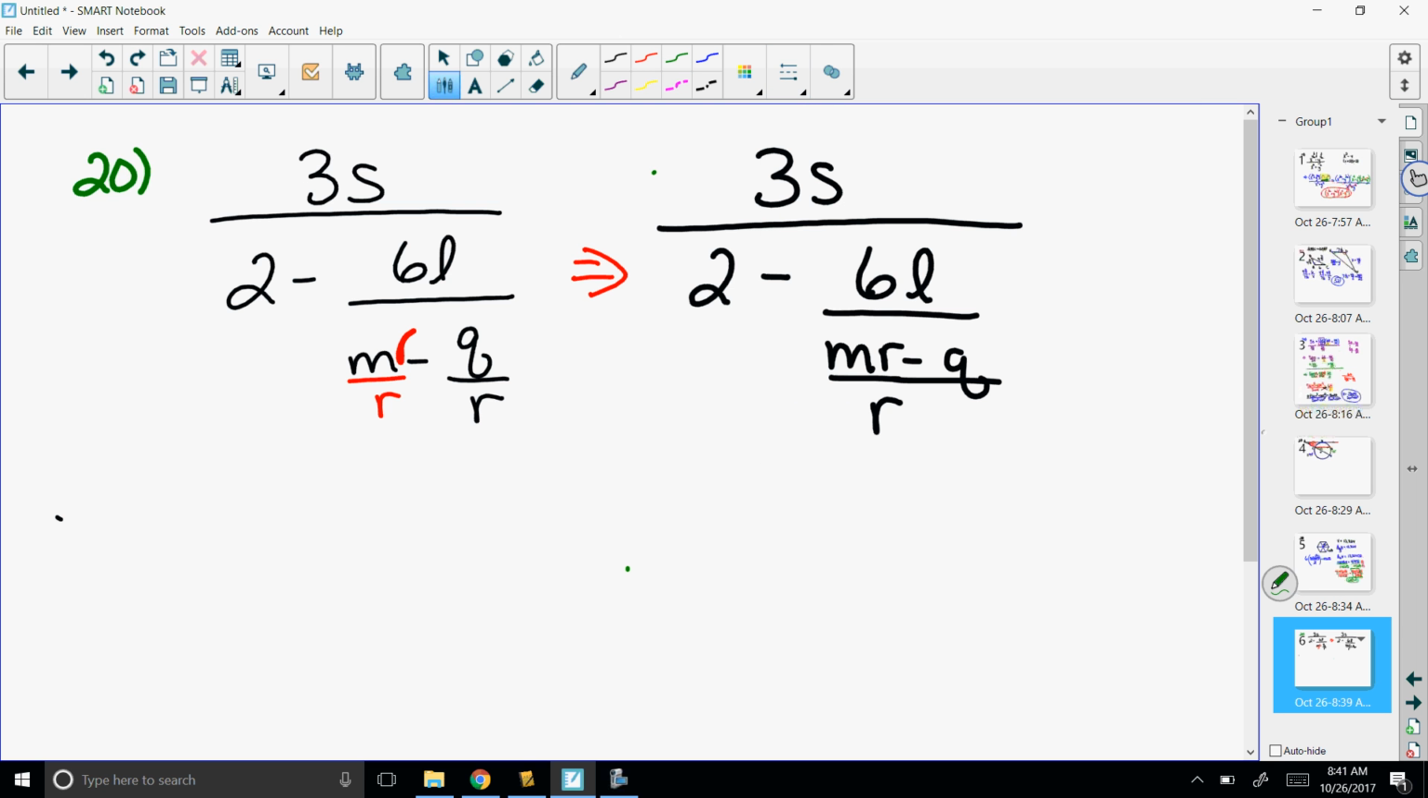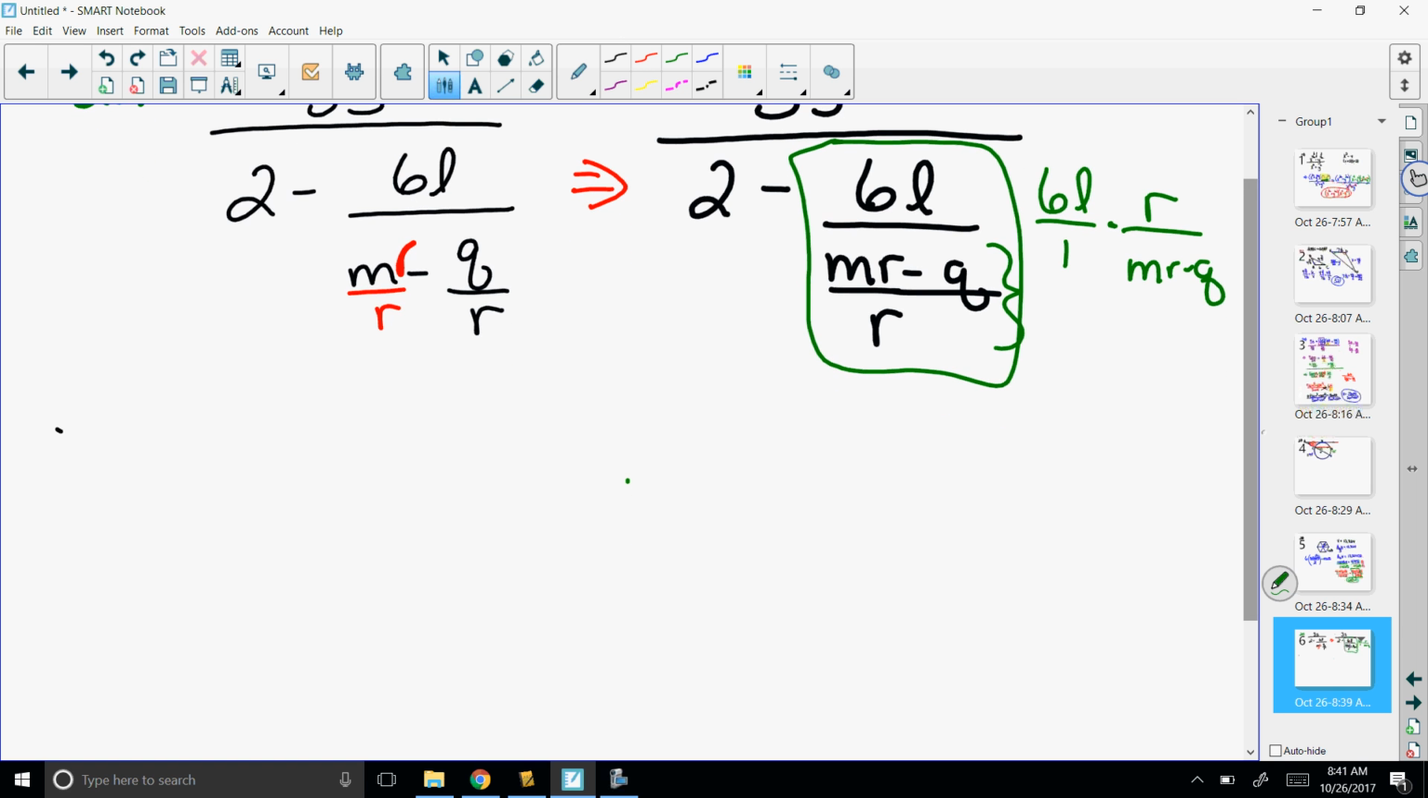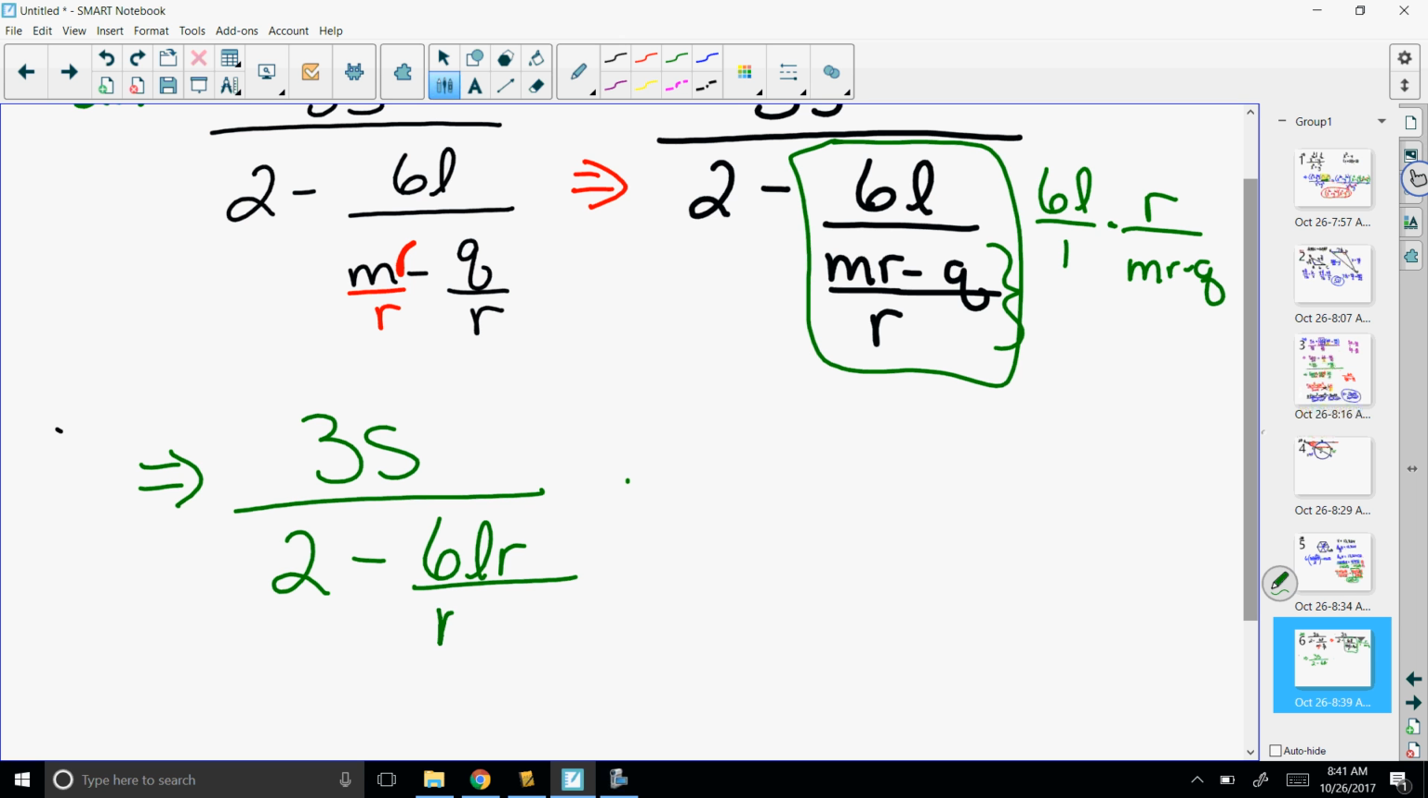Next, you want to focus right here, which, yeah, you are dividing. You're taking 6L over 1, and you are dividing by this bottom fraction, which means you multiply by r over mr minus q. So then you get this. Now you are going to have 3s over 2 minus 6LR over mr minus q.